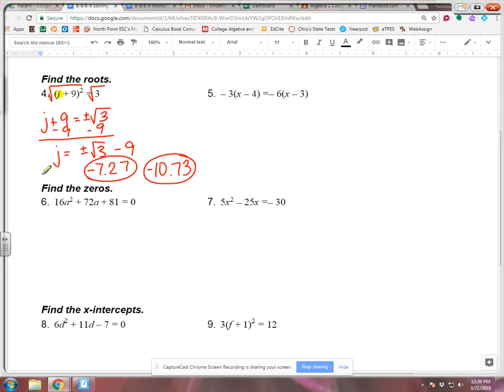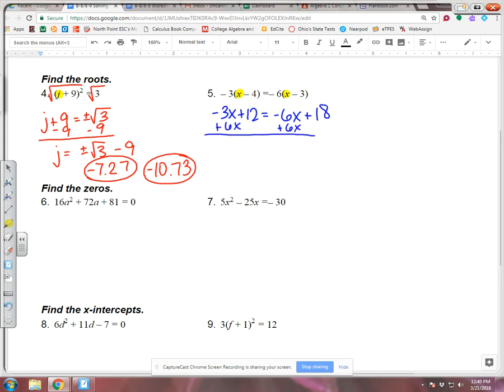Moving on to number 5. Again, you will notice I only have one type of variable. I only have a regular x, so I can solve this like normal. First up, we'll distribute, making sure to be careful that a negative times a negative is a positive. We'll get our variables together by moving the smaller one over. And then isolate.